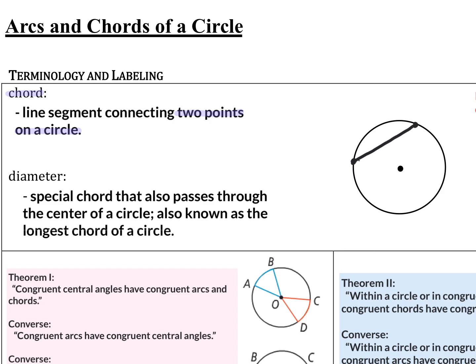So we can also have a diameter. A diameter is a special chord that also passes through the center of the circle. This is also known as the longest chord of a circle. So we're going to create a diameter: from 1 point to another point, I'm going to connect, and it's going to pass through the center, and that is what you call our diameter. So here I'm going to say this is the diameter and this is our chord.